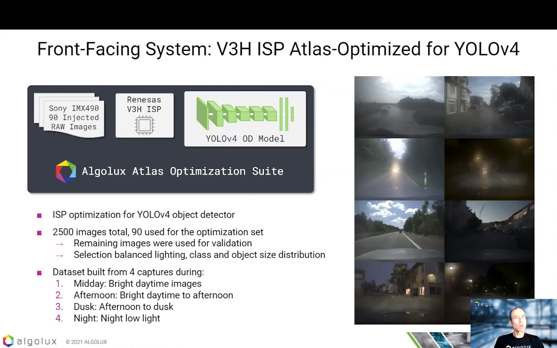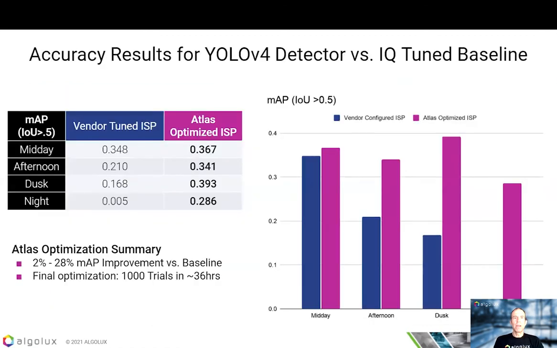An image set of 2,500 images covering a range of lighting and weather conditions was quickly captured by the customer. Of those, just 90 images were needed for the optimization set, and the rest was used for validation. In just days, the ISP optimization resulted in substantial improvements, especially in low light conditions, where optimization improved the CV detection's mean average precision score by up to 28 points over the baseline image quality tuning provided by the ISP vendor.